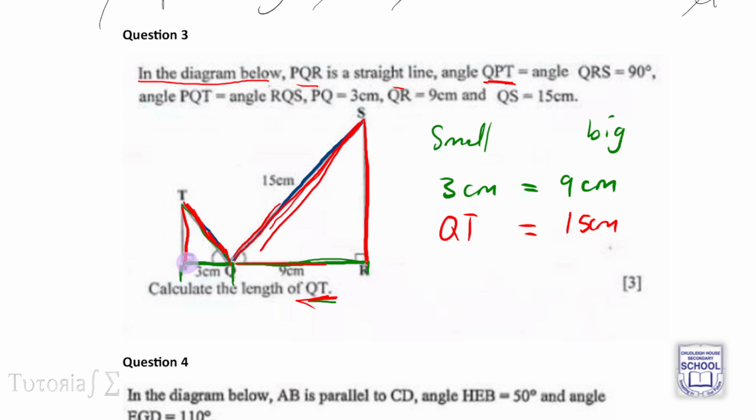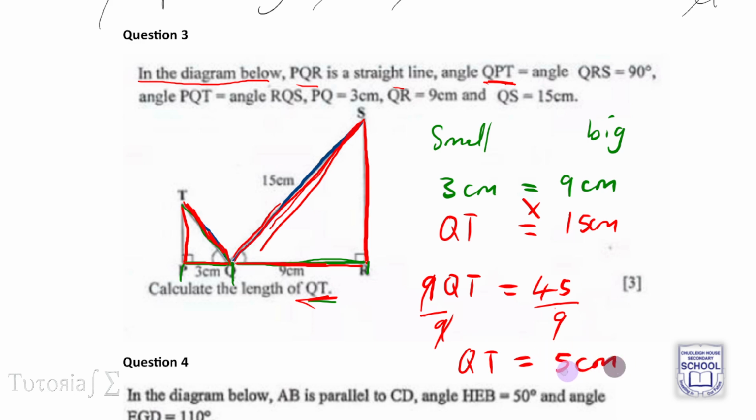So 3 is similar to that. Then what we'll do here is just cross multiply. So we'll say QT times 9, 9 QT, equal to 3 times 15, which will give you 45. Then for you to remain with QT, you divide by 9 on both sides. And you remain with QT as 45 divided by 9, which gives you 5 centimeters. So that is the length of QT.